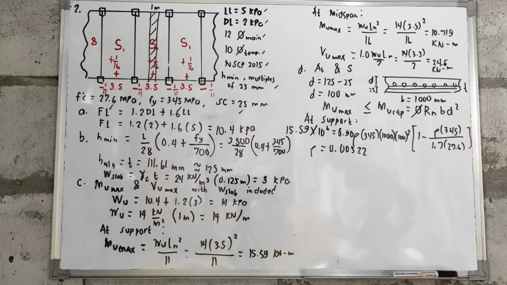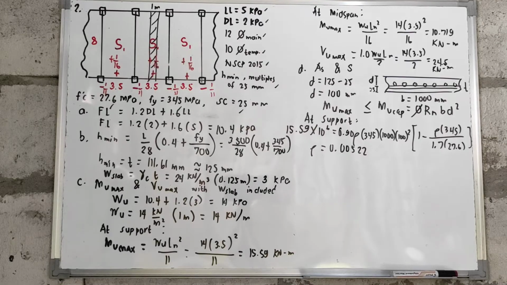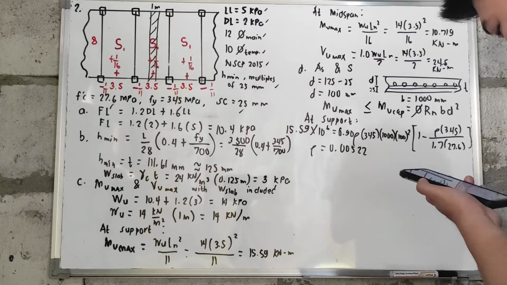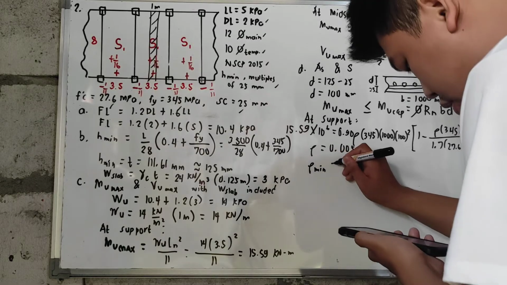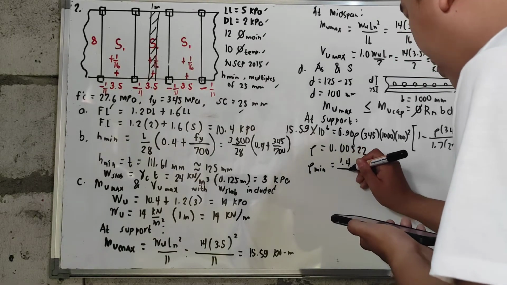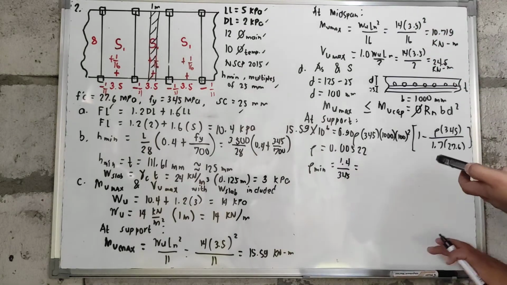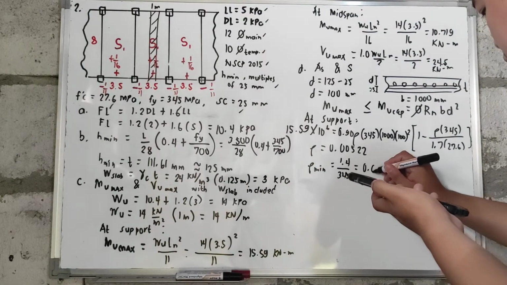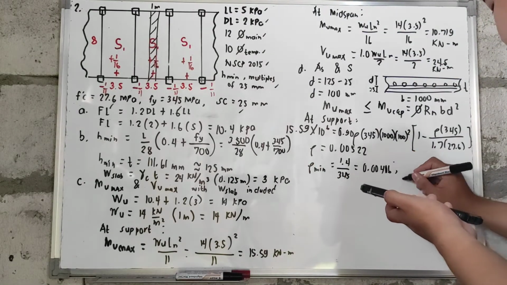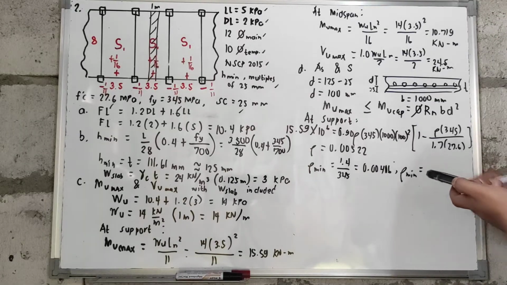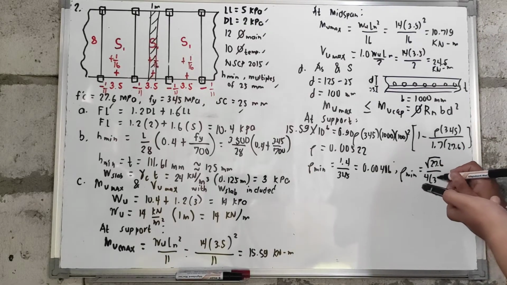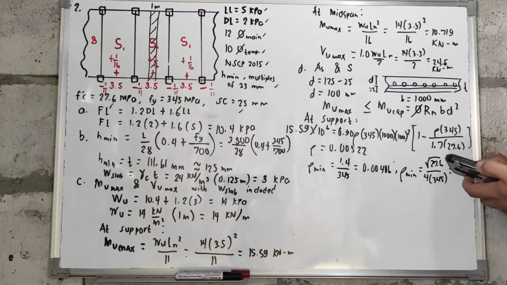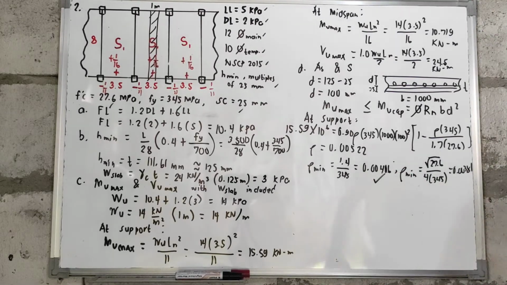After we compute for the value of your steel ratio, let us now calculate for the value of your rho minimum muna natin. So tingnan natin kung mag-greater than ba yan. Sabihin natin this is your rho minimum. So that is equal to 1.4 over Fy. So yung Fy natin, that is 345. So that is equal to 0.00406. Yung isa namang formula natin for rho minimum, that is equal to square root of F prime C over 4 multiplied by Fy. So meron tayong square root of 27.6 over 4 multiplied by Fy. So the value of your rho minimum here is 0.00381.